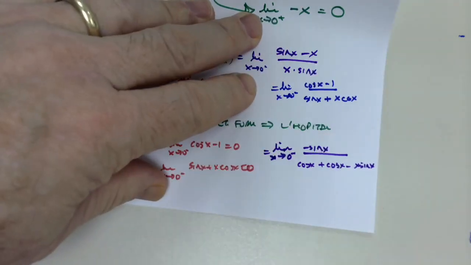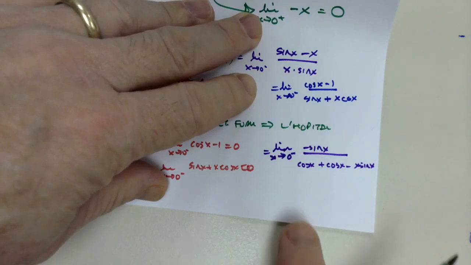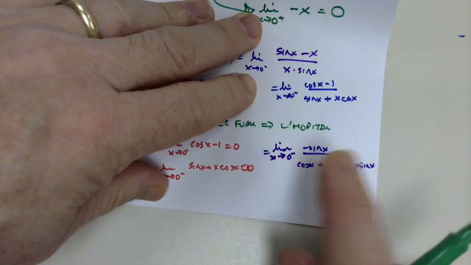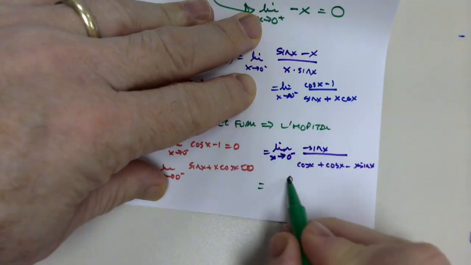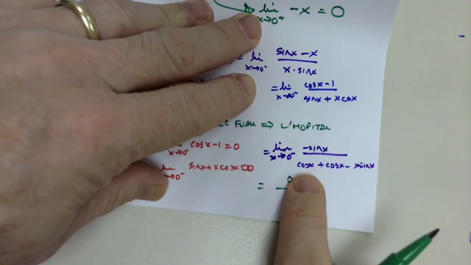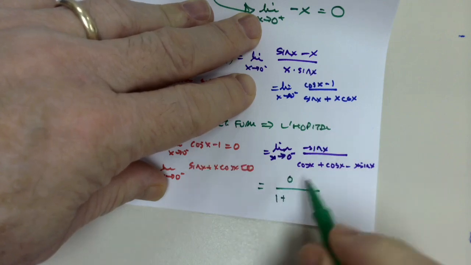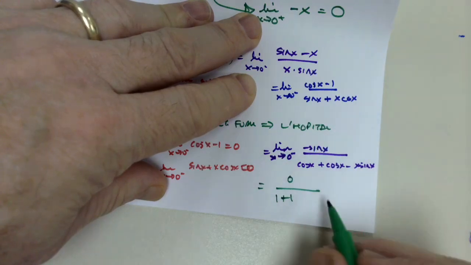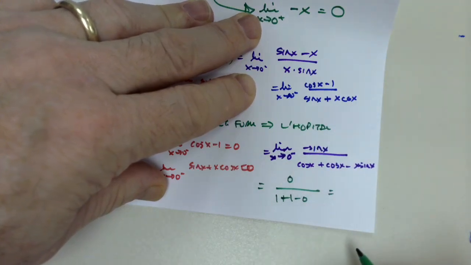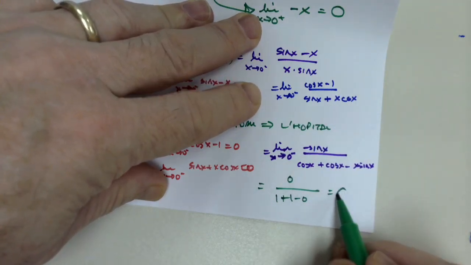Now, let's evaluate this as x goes to 0 from the left. This is going to give us negative 0, or just plain old 0. The denominator will be cosine of 0, which is 1, plus the cosine of 0, which is 1, and then minus 0 times 0, or minus 0. So this is 0 divided by 2, or 0.